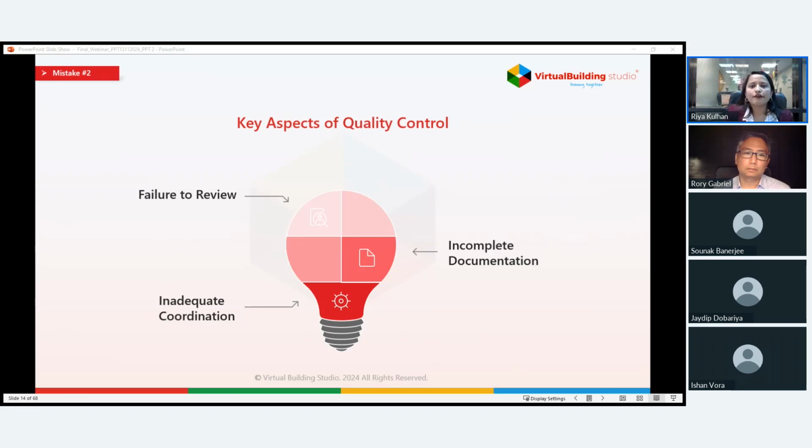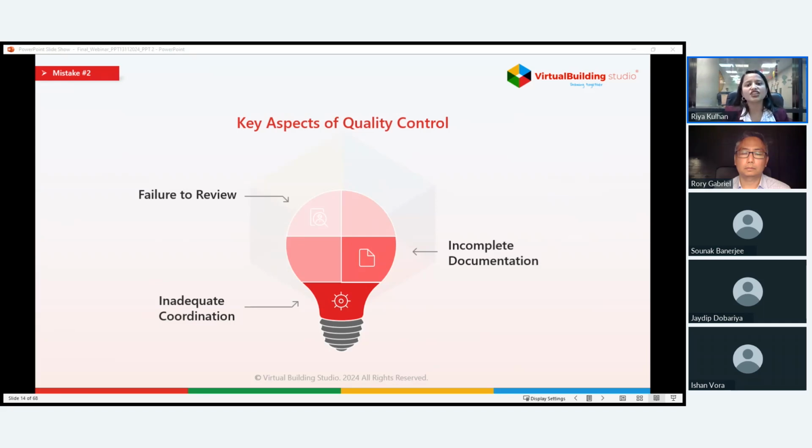And finally, we have failure to review after changes. Even after plans have been submitted, things can still change. So whether it's feedback from your reviewer or adjustments made during the construction, that should be communicated, and that change should be reviewed by the other teams who are working on that project.